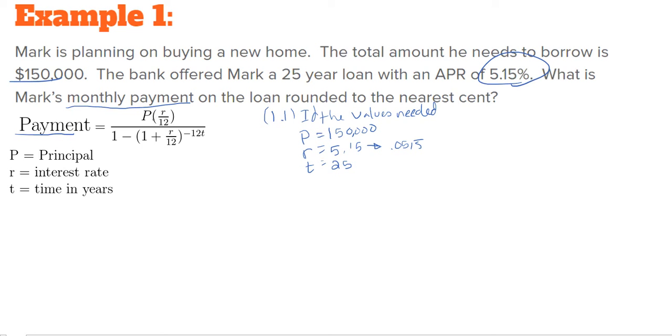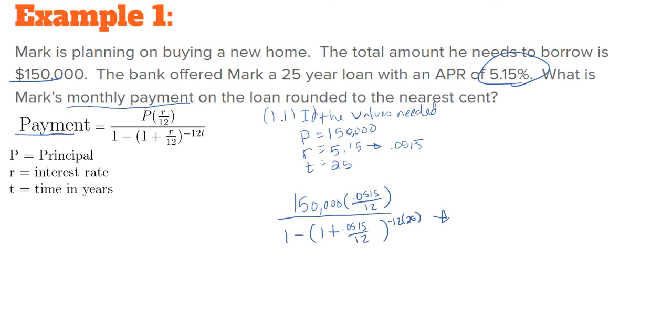So we're going to set this up in the formula, and then we're going to break it down. P is the principal, and we're going to have $150,000 times my rate divided by 12, so 0.0515 over 12. Then on the bottom, we're going to have 1 minus, in parentheses, 1 plus our rate, 0.0515, divided by 12, to the negative 12 times t power, which is 25. And then we're going to break all of this down into our calculator.